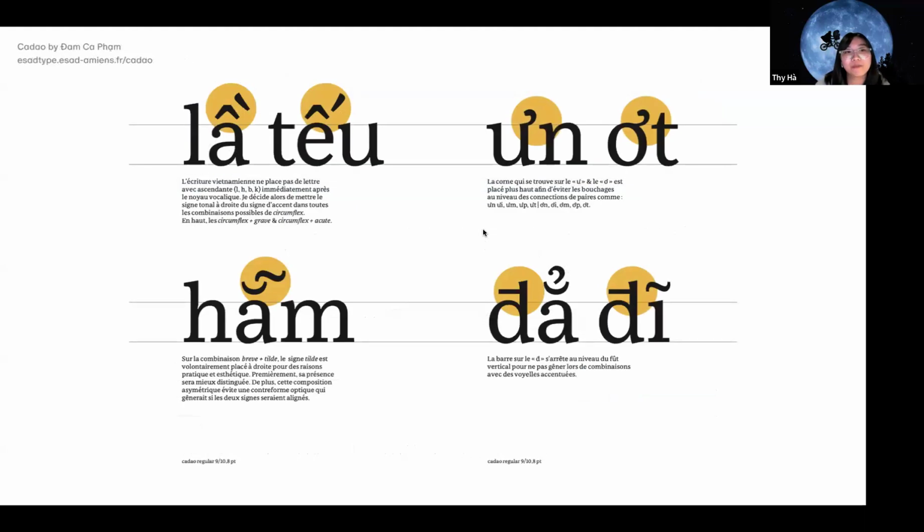And then here is Ca Dao by Đam Cá Phạm. This was researched during his master's, and in his master's he researched the positioning but also the design that can help improve or make Vietnamese characters easier. So here with the D, like I said before with the kerning, he makes the top bar go towards the left side so that it's not really aligned on the tail of the I, which I think is really nice as well. And then the same here with the A tail with the breve. The tail is kind of shifting to the right so that it's not on top, so it's easier to read and improves the readability.